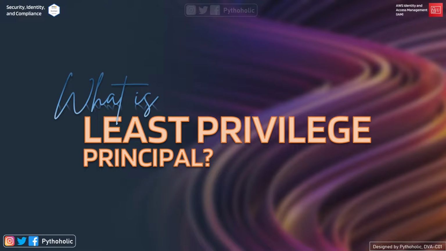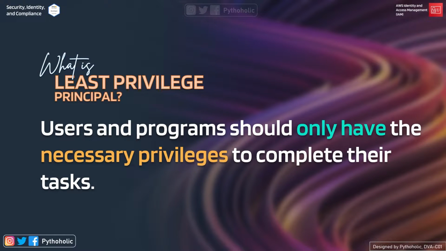And this brings us to a very important concept, which is the least privilege principle. The statement here that I have mentioned is an oversimplification of the tremendous inclusiveness of the least privilege principle. But it's also a very powerful one. Users and programs should only have the necessary privileges to complete their task. I repeat it once again, users and programs should only have the necessary privileges to complete their task. So what does it mean?